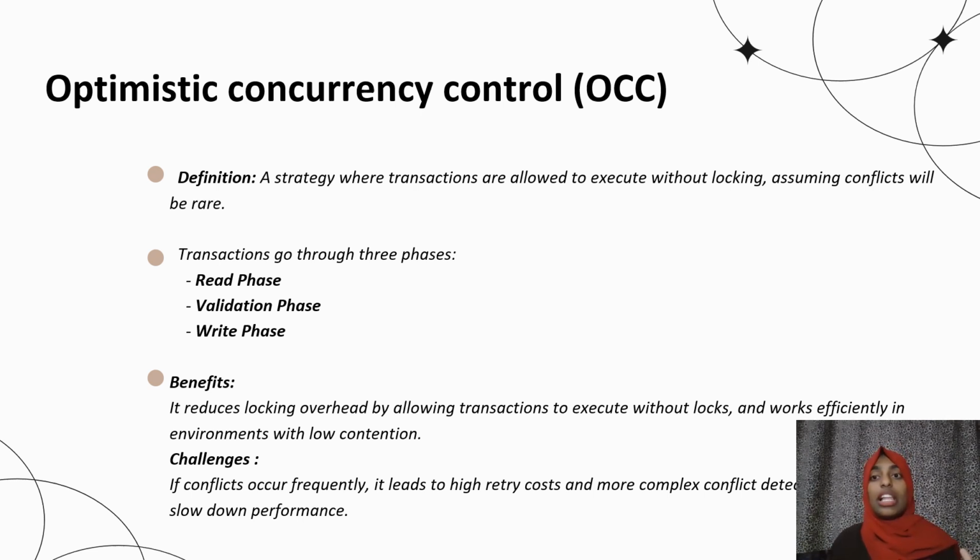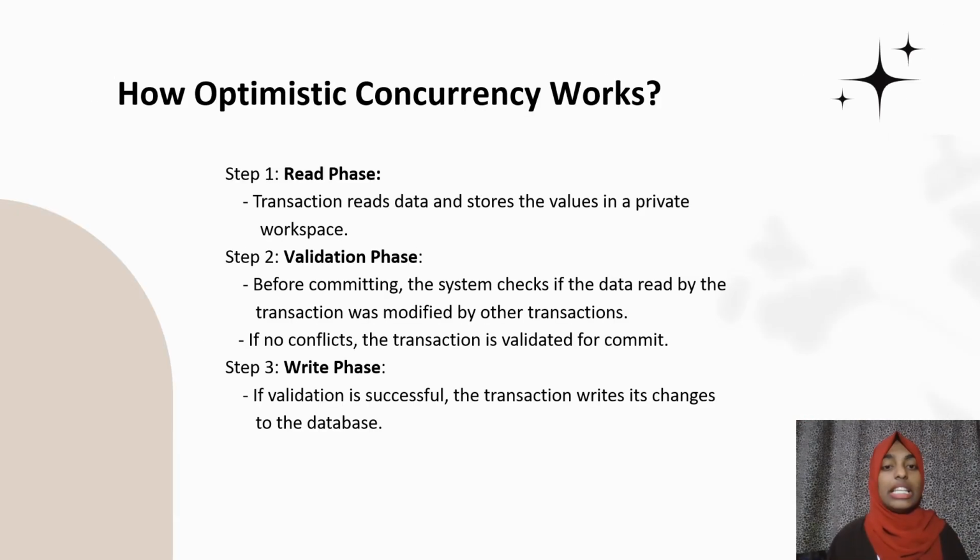In challenges, let's assume a case where conflicts occur frequently. It leads to high retry cost and more complex conflict detection, which makes the process slow down. So this is the challenge we will be facing in optimistic concurrency control. Now let us see how optimistic concurrency control works.